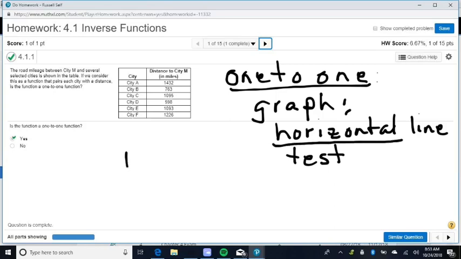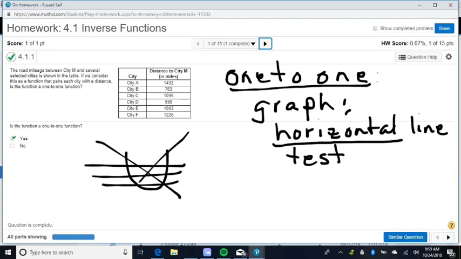So let's say that we have this shape. You can draw vertical lines all through this thing and hit it more than one time. Therefore, this is not a one-to-one function, even though it is indeed a function. Okay? Now, you've got to remember, it can't be a one-to-one function unless it's also first a function. Okay? So you've got to make sure that it is indeed a function before you decide to see if it's one-to-one. Okay? So let's look at our next question.